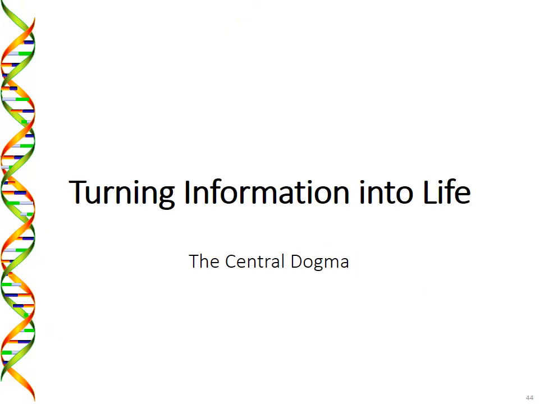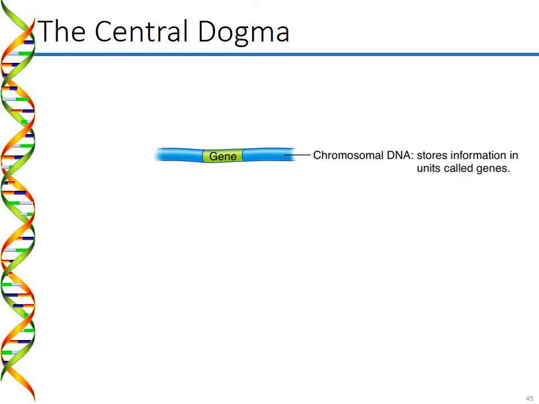So now we've talked about the information that is encoded within the DNA. We've talked some about the role of RNA in transmitting that information. Now let's go ahead and start putting all the pieces together and talk about how we turn that information into life. And we'll start off reviewing the central dogma.